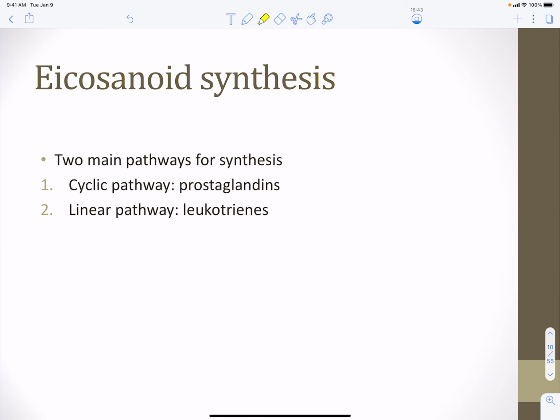So with respect to eicosanoid synthesis, there are going to be 2 main pathways, but some things to note. All cells except red blood cells can synthesize eicosanoids.